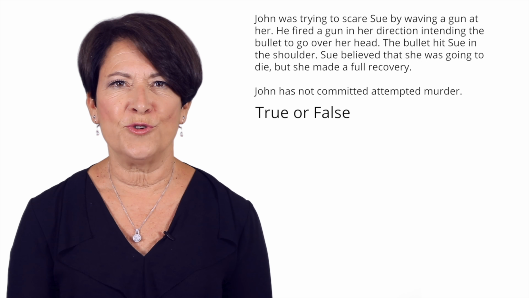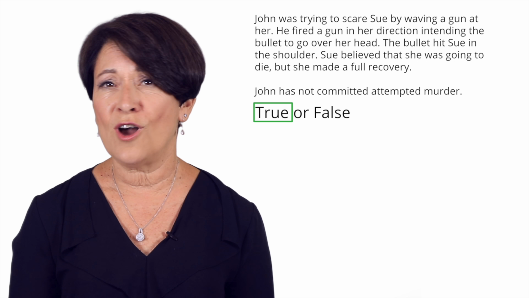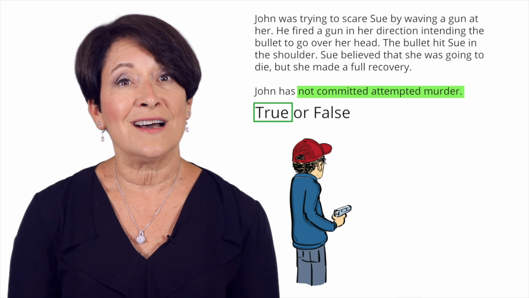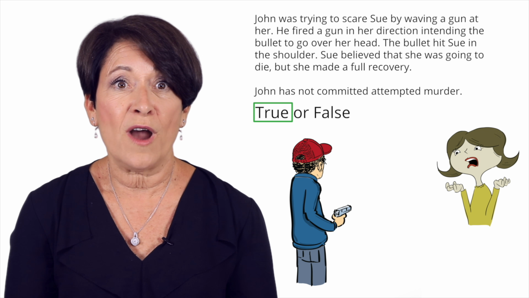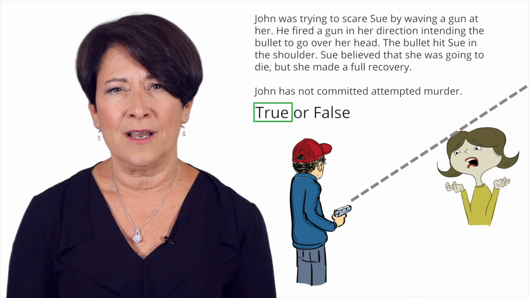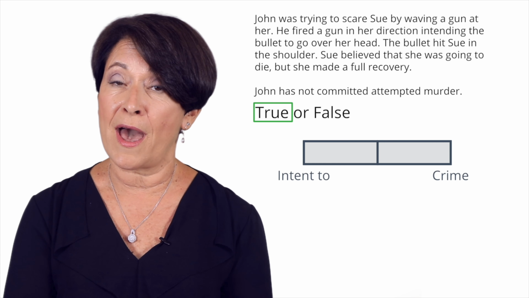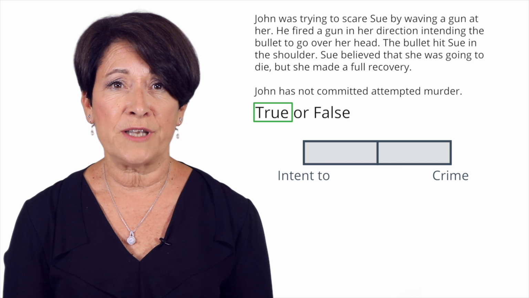The answer to the true-false question is true. John has not committed attempted murder. In the facts, we see that John does shoot Sue, although he was trying to shoot her over the head to scare her. But you'll remember that the crime of attempt requires the same structure no matter whether it was attempted robbery or attempted murder.